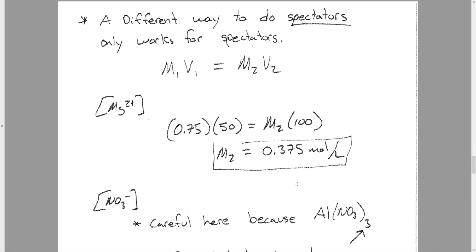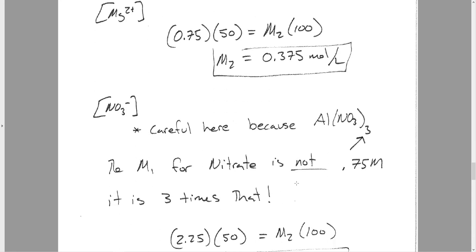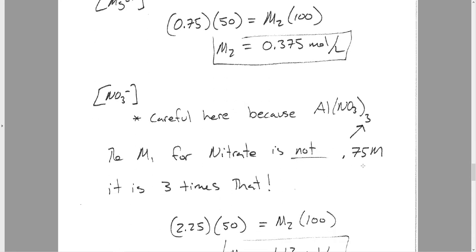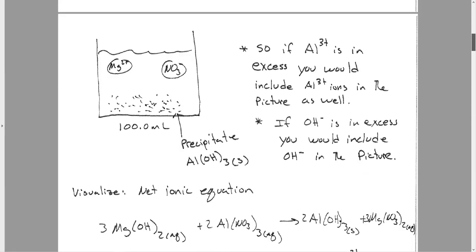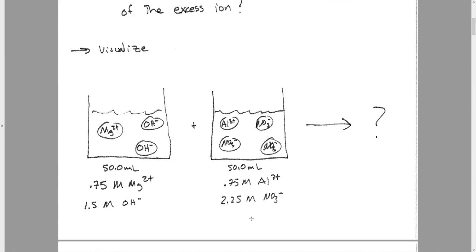But let's look at the nitrate. We gotta be careful, okay? Remember the initial molarity of the nitrate wasn't 0.75. That was the initial molarity of aluminum nitrate. The nitrate would be triple that, okay? So when you plug in M1 for the nitrate, you're not plugging in 0.75, you're plugging in 2.25. And if we go all the way back to the top, remember when we were first mapping this out, I told you to make a note of the individual molarities of the ions, okay? So you really want to focus on that, okay?